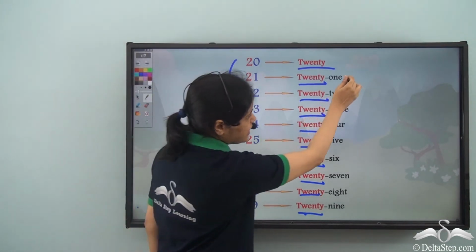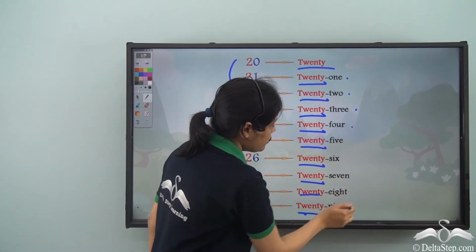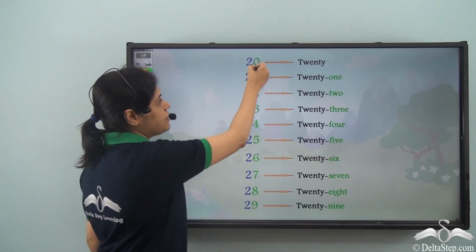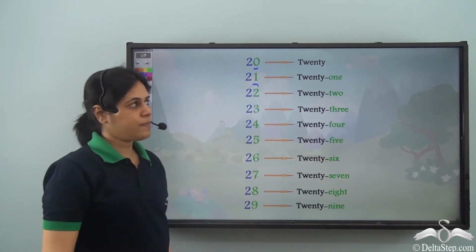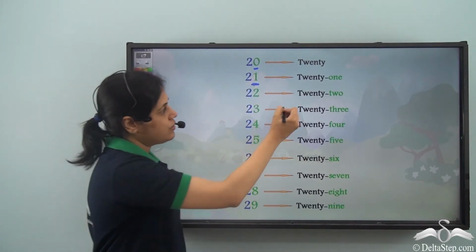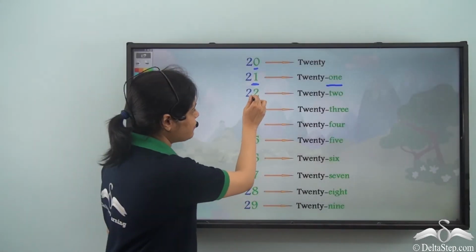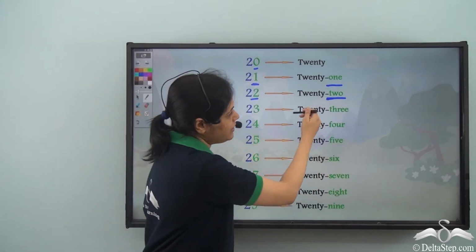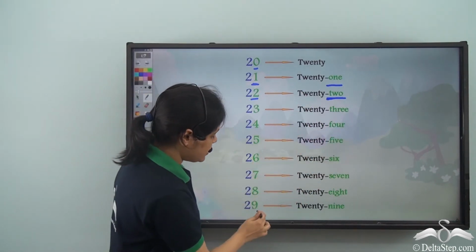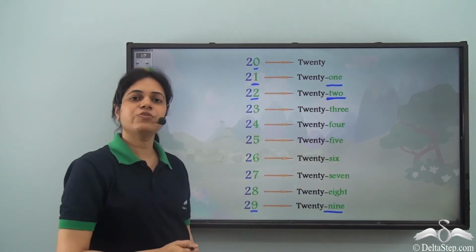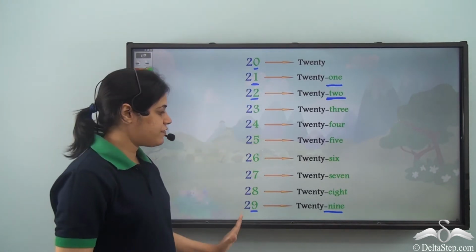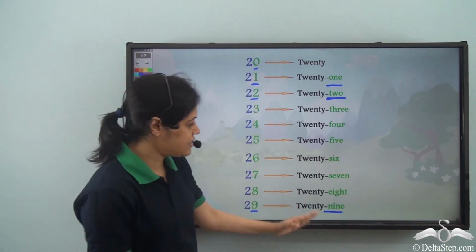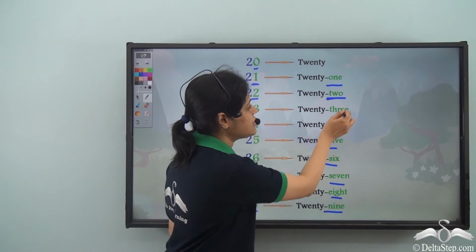Next, what about the next part of the number name? The next part of the number name depends on what we have in the second place. So when we have 1 here, we have 1 here. When we have 2 here, we have the second part of the number name as 2, making it 22. And so on till 9, making it 29. So 2 in the first place makes this 20, and the number we have in the second place is given as the second name.